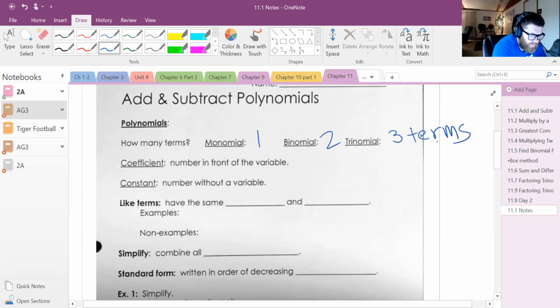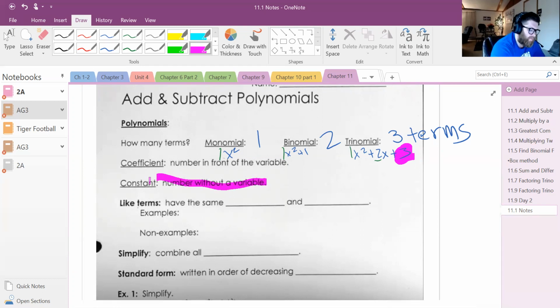Each has its specific number of terms. Monomial only has 1, like an x squared. Binomial is like an x squared plus 1. And trinomial is like an x squared plus 2x plus 3. Okay, 3 terms there. Coefficients, it's the number in front of the variable. So for my first one, it's going to be 1. It's going to be 1 here too. It's going to be 1 for the x squared and 2 for the x. The 3 is a constant, because it does not have a variable attached to it. We should all know that.